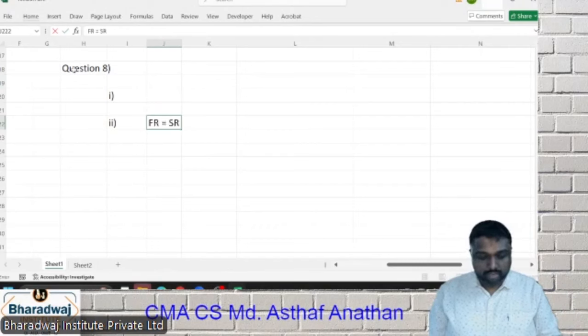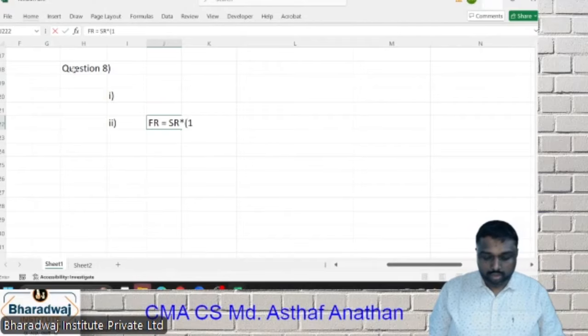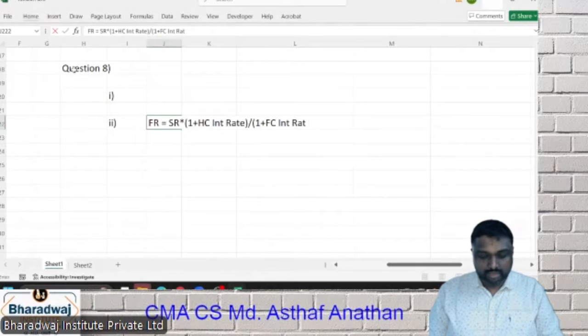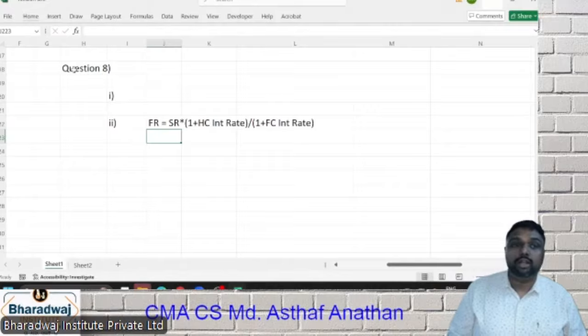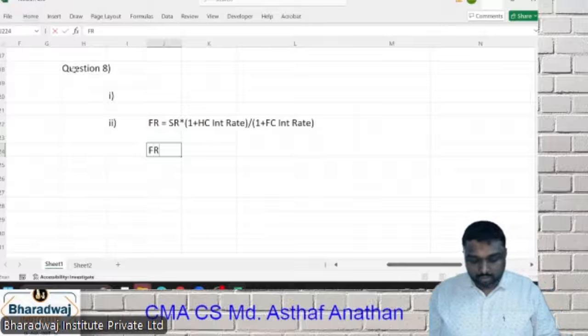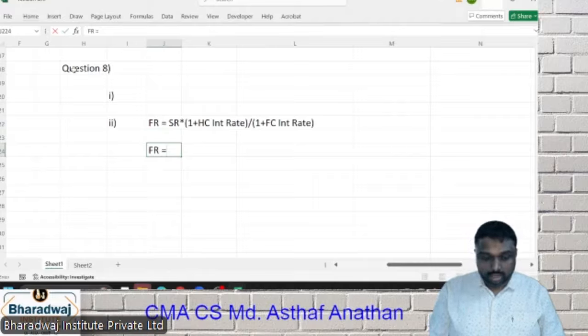Forward rate is equal to spot rate into 1 plus home currency interest rate, divided by 1 plus foreign currency interest rate. This is the interest parity theory concept. So what is the expression, friends? Rupees per dollar. So rupee is a home currency. So your forward rate after 6 months.